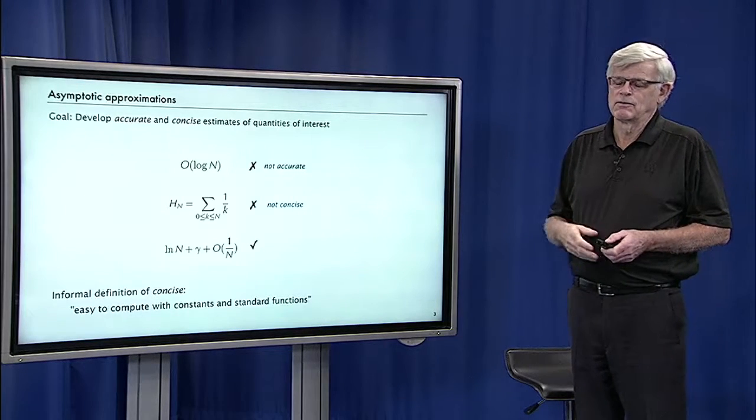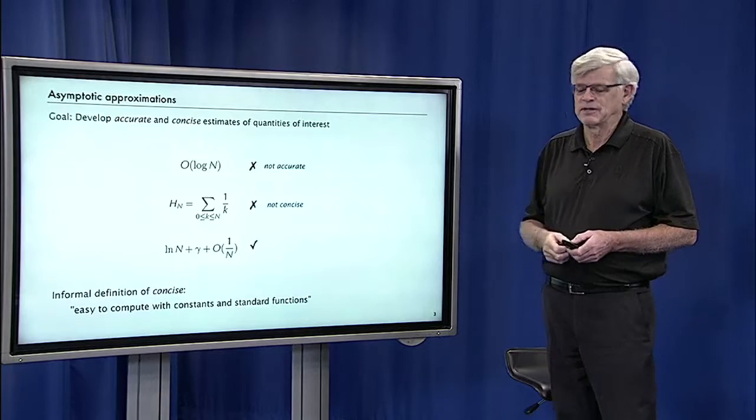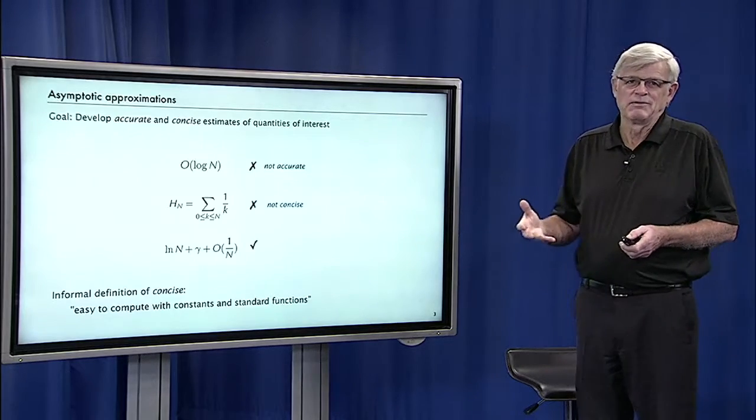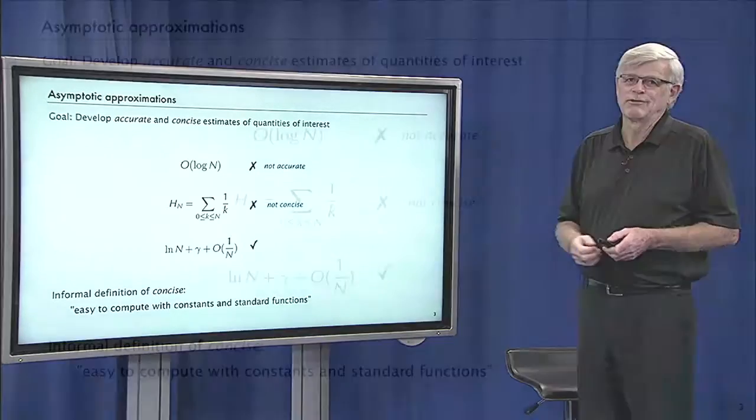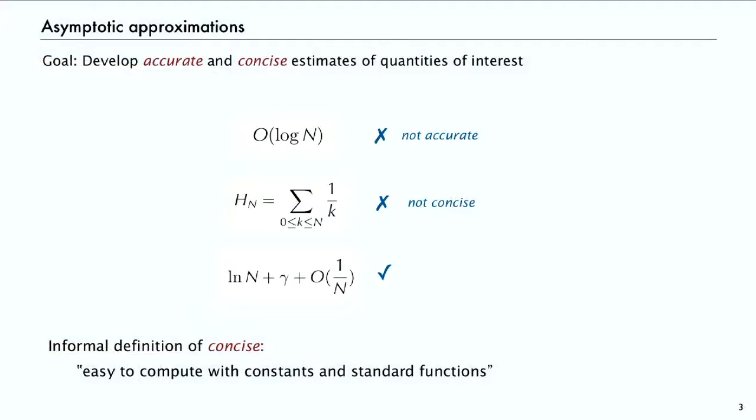Now, we won't go crazy with defining what concise means. What I mean by it is I've got standard functions and I've got constants that are maybe known, and I want to be able to compute this value for large n. It's as simple as that. I want to write a program or use a calculator to compute the value.